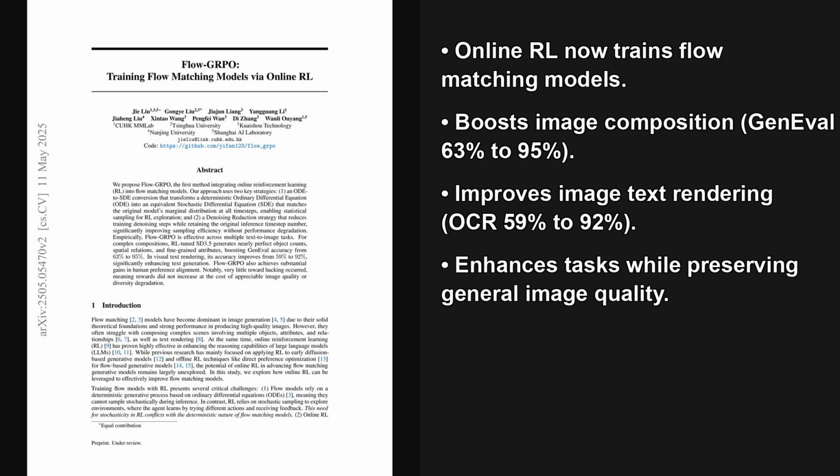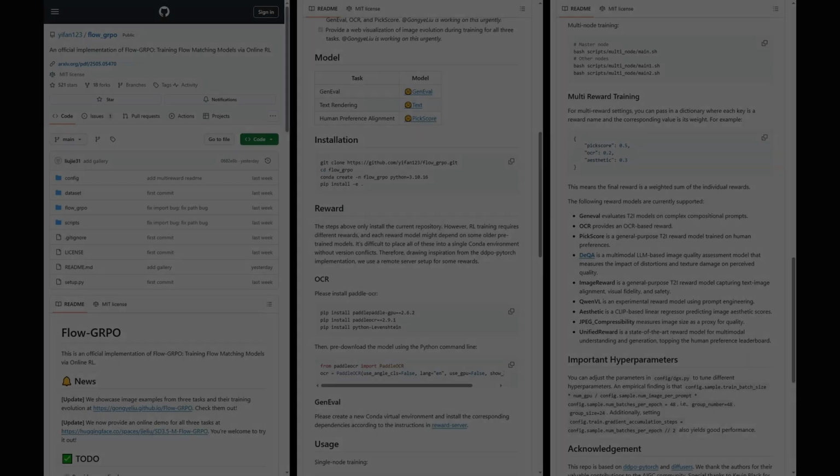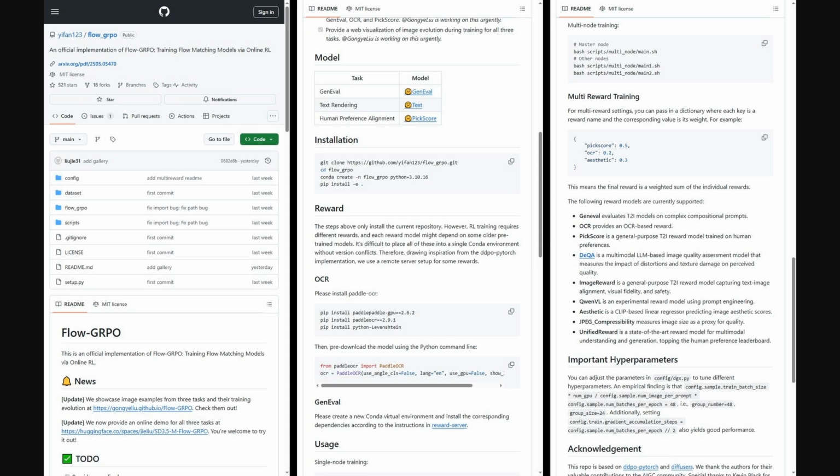Now, flow matching models. These are AIs that generate images by learning to transform simple noise along a specific path or flow. A core idea here is converting a deterministic ordinary differential equation, or ODE, which describes predictable changes, into a stochastic differential equation, or SDE. This stochastic differential equation incorporates randomness, which is essential for reinforcement learning to explore and improve. So this stochastic differential equation is crucial for the reinforcement learning exploration.